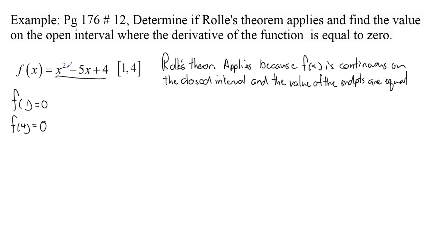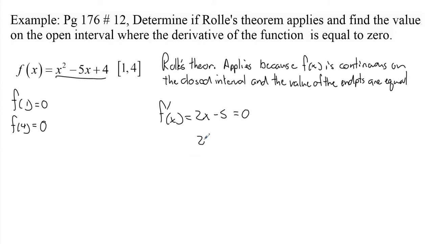So I look at this thing here, and I have to find the value on the open interval where the function is equal to 0. So we know how to do that. F prime of x is going to be 2x minus 5. And so certainly if I set that equal to 0, I will find all of the places where this function f has a tangent line whose slope is 0.